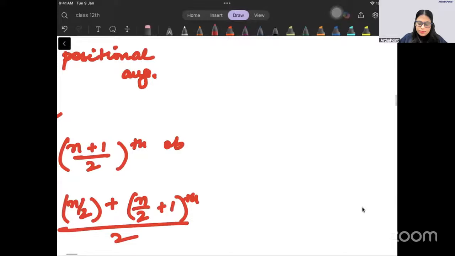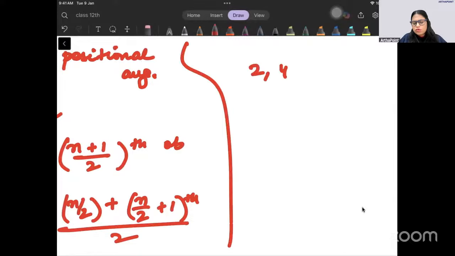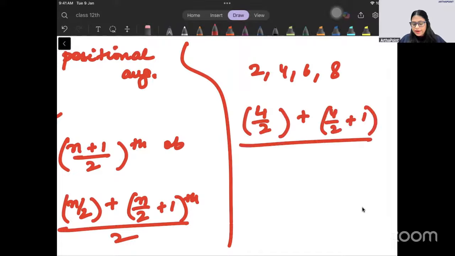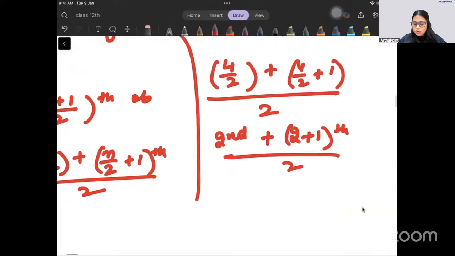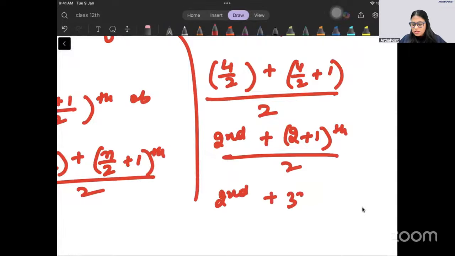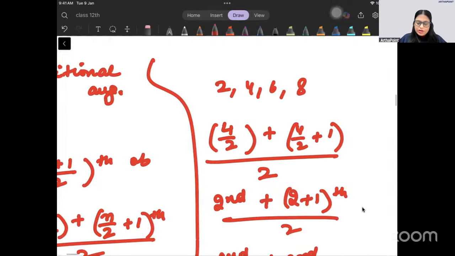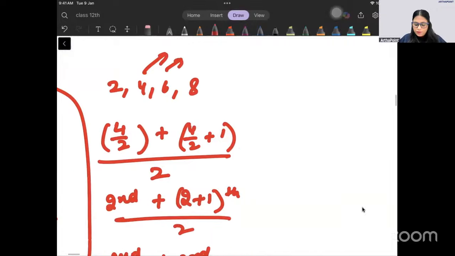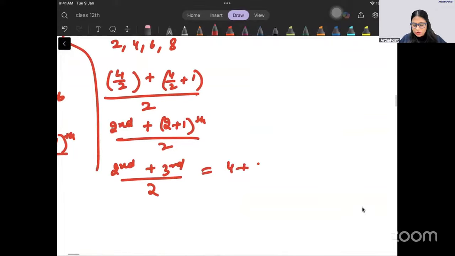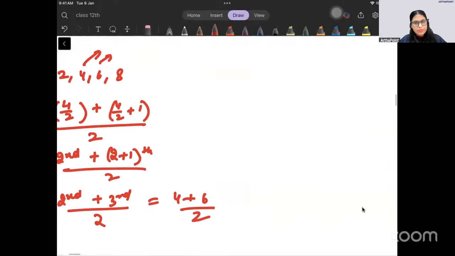For example, if you have 2, 4, 6, 8, an even number of observations, it will be the 4 by 2, that is 2nd observation, plus the (4 by 2 plus 1)th observation, divided by 2. Meaning the second observation plus the third observation by 2. So the second and third observations, 4 plus 6 by 2. Okay, so this will be your formula of median.